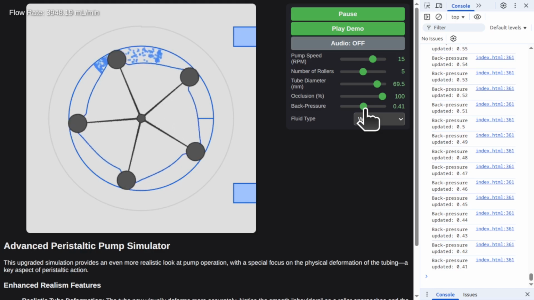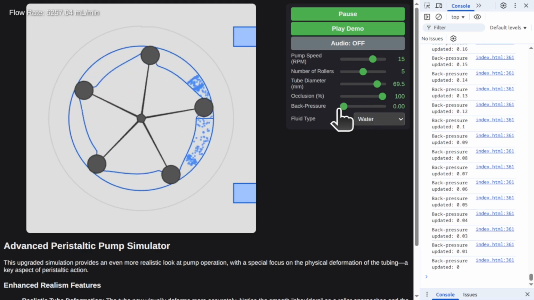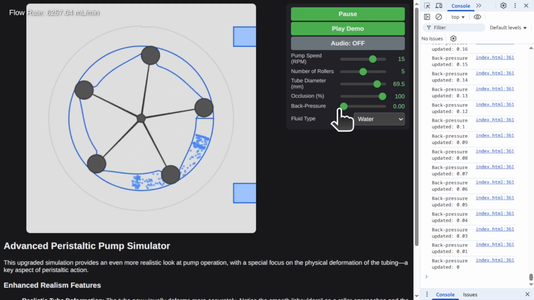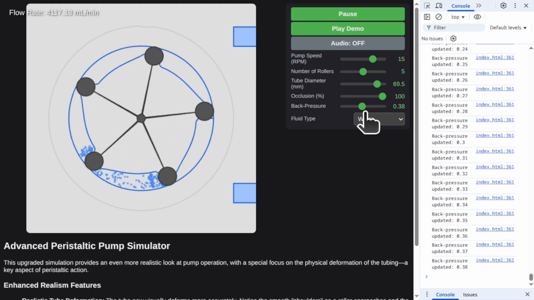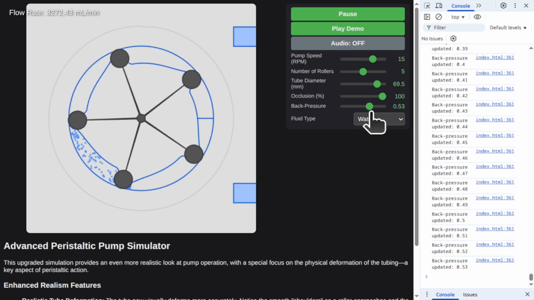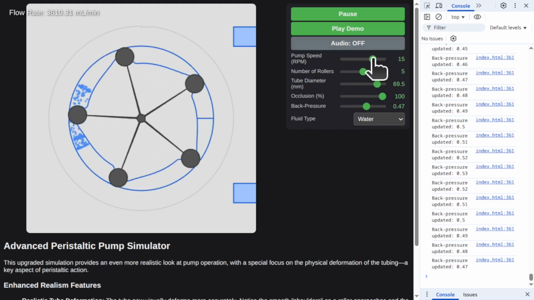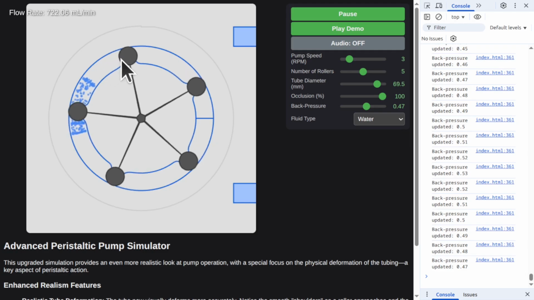Yeah, but how can that be visualized? The effect of back pressure is visualized in the simulation by the changing flow rate displayed at the top left of the screen, as well as the dynamic movement of the blue fluid particles within the pump tube. When the back pressure increases, the fluid particles appear to move slower and the flow rate decreases, demonstrating the increased resistance.